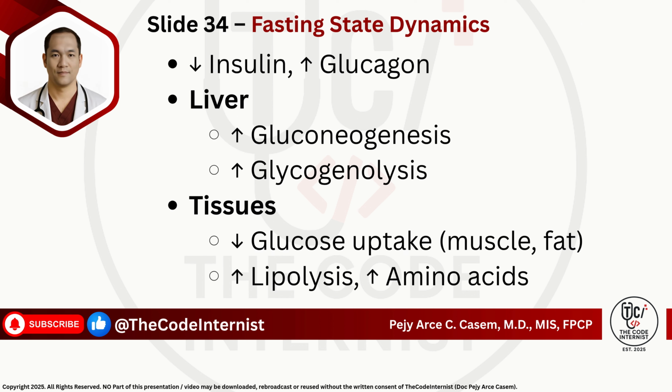When you're fasting, insulin levels go down and glucagon rises slightly. This signals the liver to make more glucose by breaking down stored glycogen or creating it from amino acids and fats. This is gluconeogenesis. At the same time, muscles and fat tissues reduce their glucose use, and the body starts using fat stores and protein breakdown to keep energy flowing, even when no food is coming in.